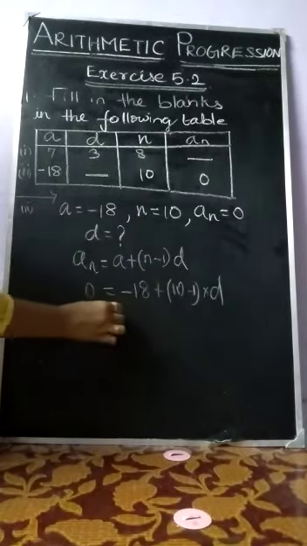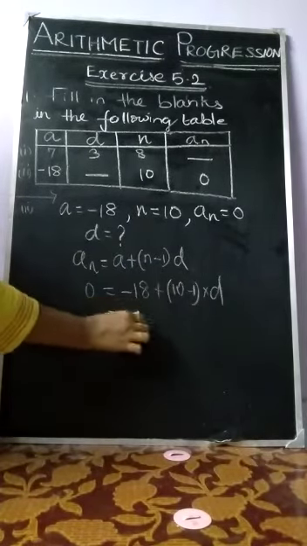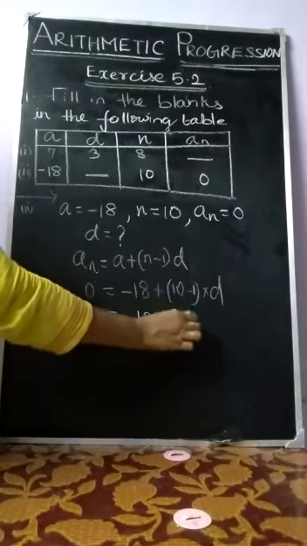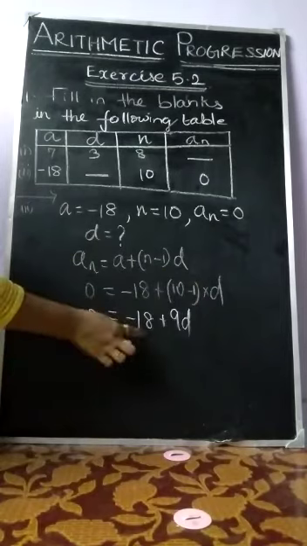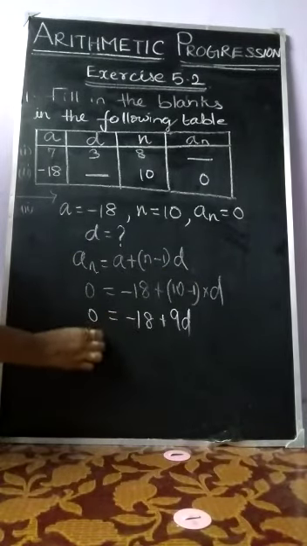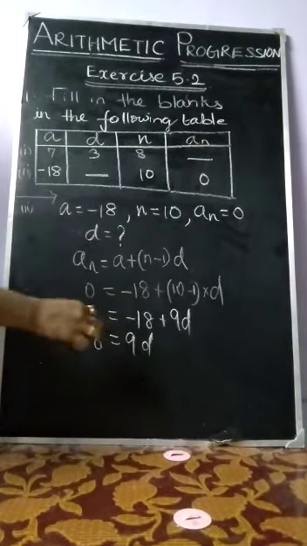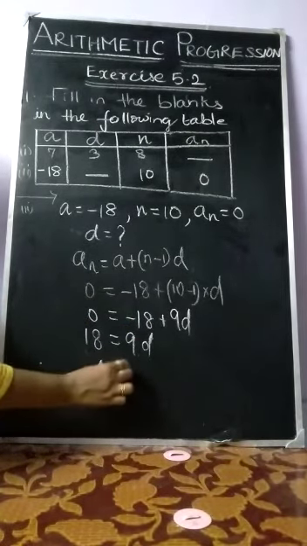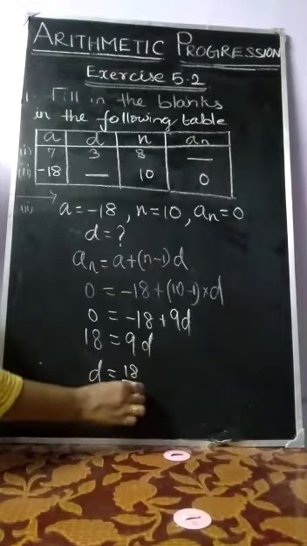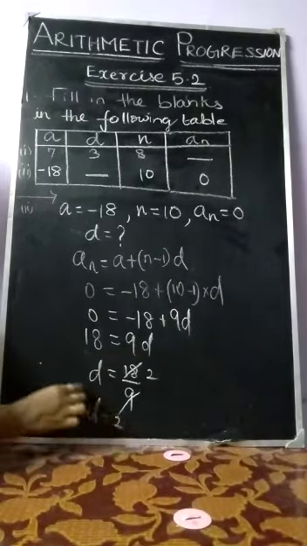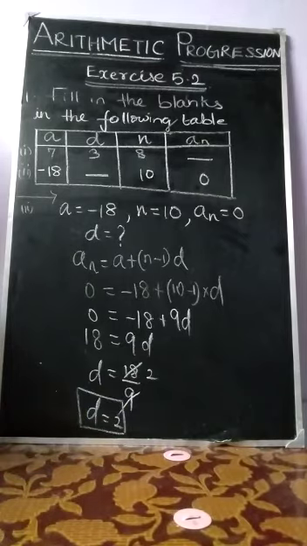Okay. So the next step, minus 18 plus 10 minus 1, 9d. Next, we have to move the minus 18 value to the left-hand side. So that is plus 18 is equal to 9d. We need a d value only, no. So d is equal to 18 by 9. 9 ones are 9, 9 twos are 18. So what is the common difference value? That is 2 only. That's all.